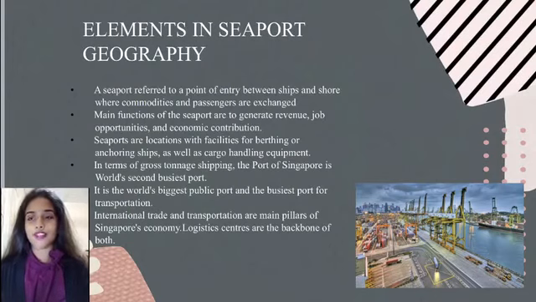For my part, I'm going to explain about the elements of seaport geography. Seaport refers to a point of entry between ships and shore where commodities and passengers are exchanged. Main functions of the seaport are to generate revenue, job opportunities, and economic contribution. Seaports are locations with facilities for berthing or anchoring ships as well as cargo handling equipment. In terms of gross tonnage shipping, the Port of Singapore is the world's second busiest port. It is the world's biggest public port and the busiest port for transportation.